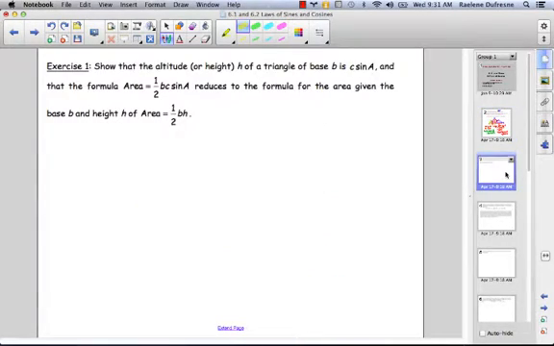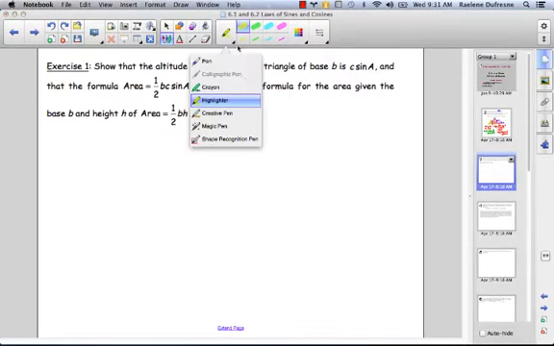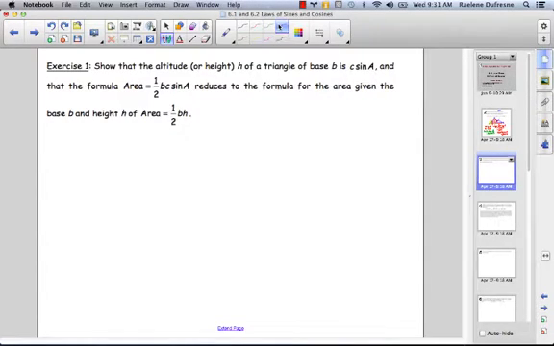All right, let's go ahead and take a look at showing that the altitude or the height is c sine A. I guess we've just done that. It wouldn't hurt to draw it again. So maybe pause the video, you try this without looking back at the previous slide.